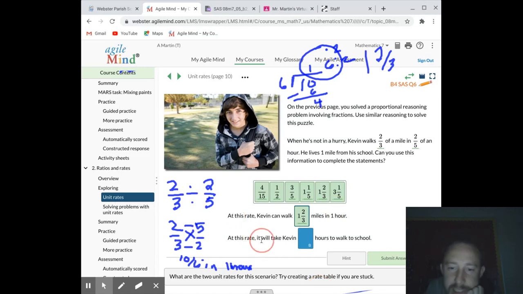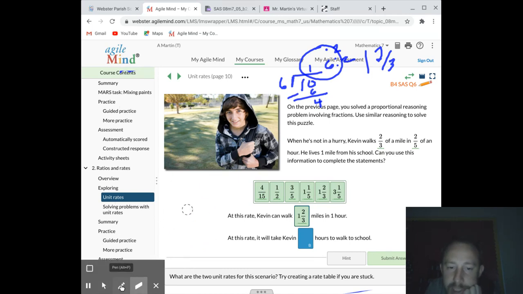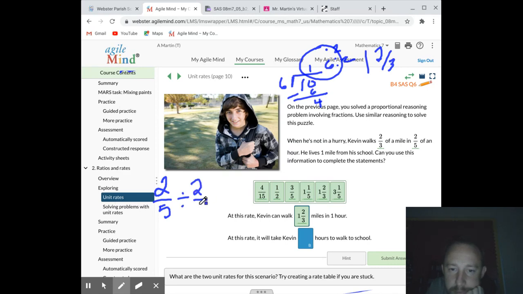All right. It says at this rate, it takes Kevin blank hours to walk to school. How do we find that? Yeah, do the same thing. Yeah, same thing, but backwards, right? Yeah. All right. So let's do that. So what am I doing? Do we do 2/5 divided by 2/3? All right, but I can't divide by a fraction. I got to multiply by the Keep change flip.